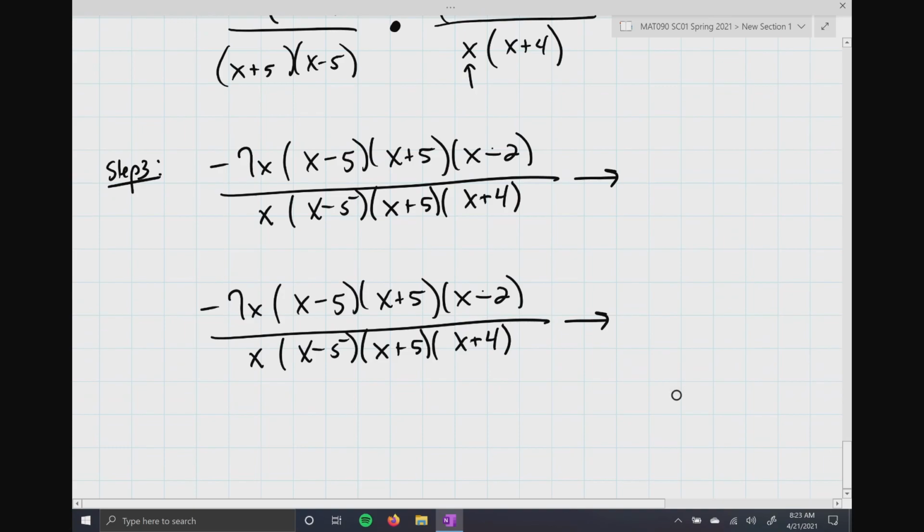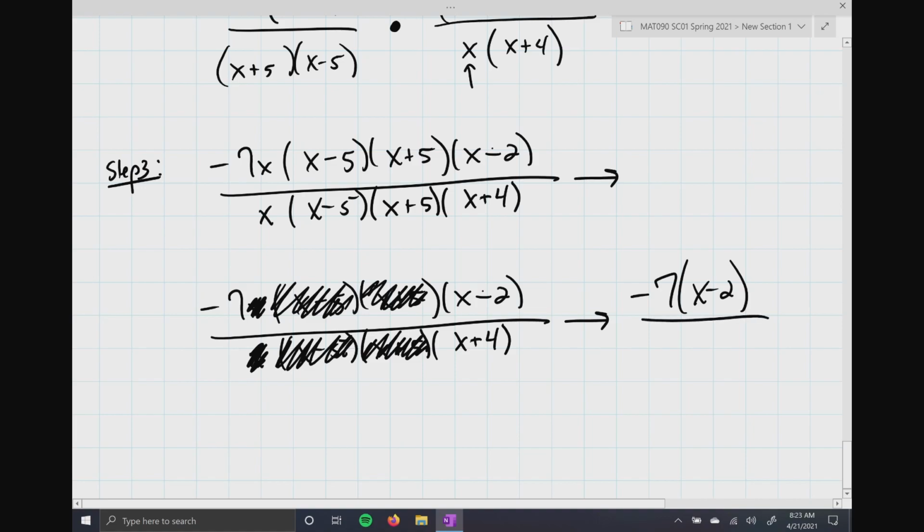All right, here comes the fun part. The x's, see you later. The x minus 5s, see you later. The x plus 5s, see you later. Nothing else reduces. So I write whatever's left over in the numerator and denominator.